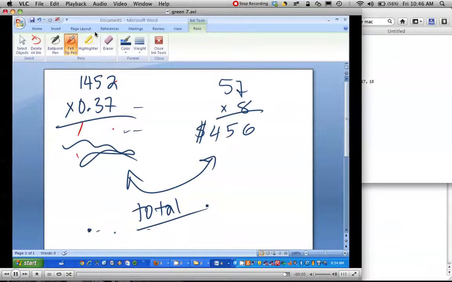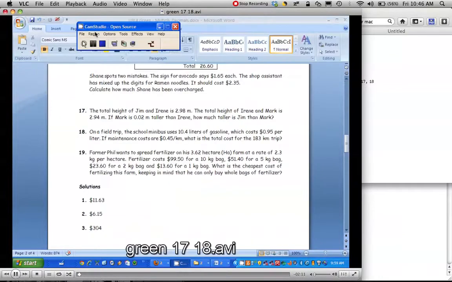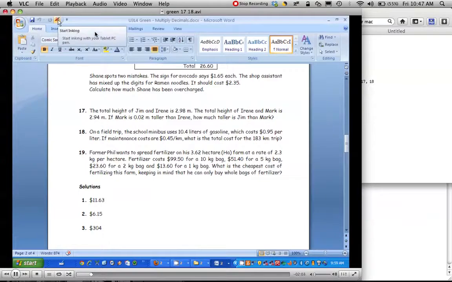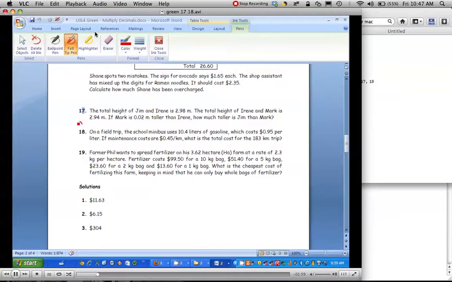Good. All right. Next question that people asked about was looking at which one? Oh, number 18, the field trip, the school minibuses. All right. This is the same sort of idea again, except this time instead of having whole numbers that I'm multiplying things by, now I've got decimals that I'm going to be multiplying by. It's the very same type of question.